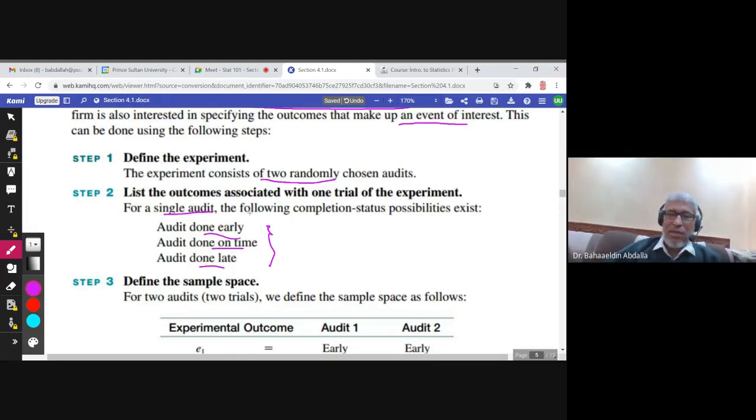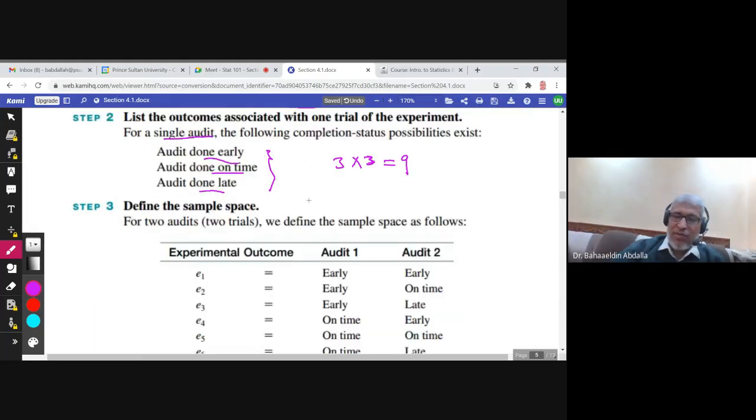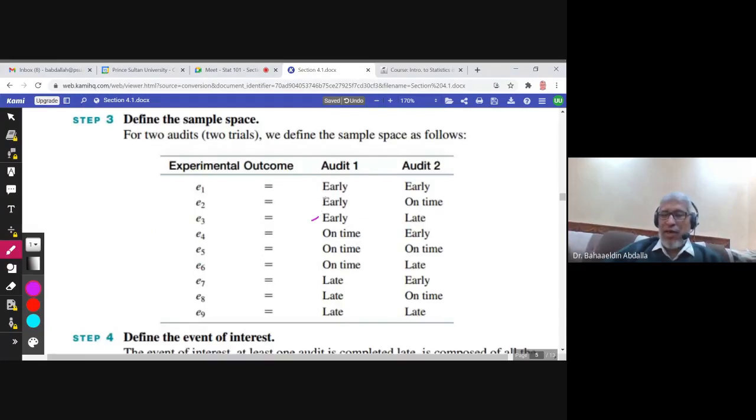So now we need to do this for 2 audits. There are 3 possibilities for the first audit and 3 possibilities for the second. So there will be 9 possibilities for choosing the 2 audits. The first one could be early, and the second one could be any of these 3. If the first one is on time, again I have 3 possibilities for the second, and the same for the last possibility. Okay, so I have 9 choices.